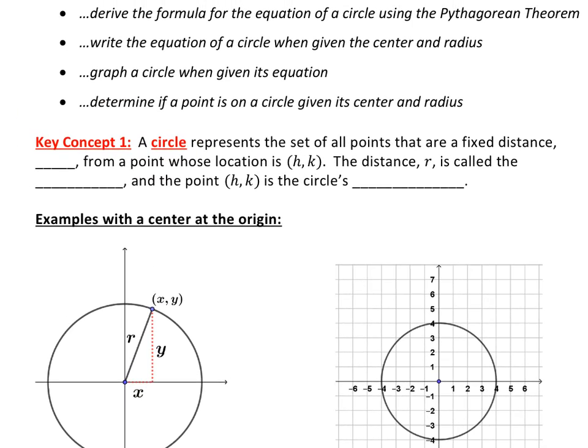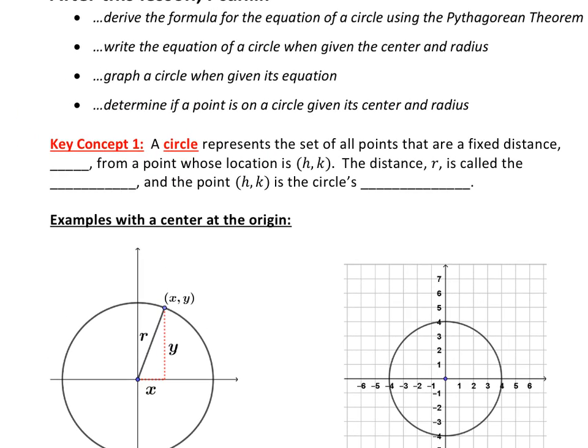So, key concept: a circle represents the set of all points that are a fixed distance, and that distance is r, from the center of that circle. The center is written as a pair of coordinates, where h is the placeholder for the x coordinate and k is the placeholder for the y coordinate, and r is the variable we use for the radius of the circle. As I said, (h, k) is the circle's center.